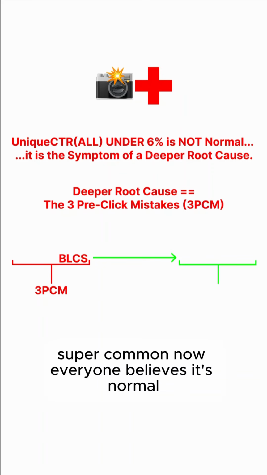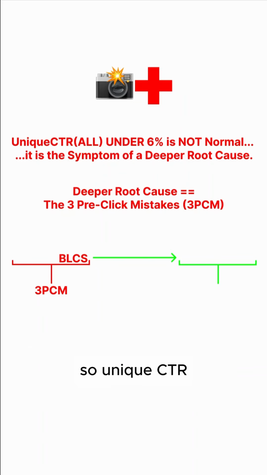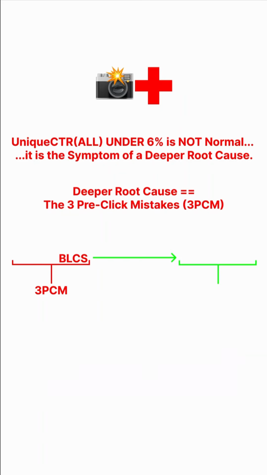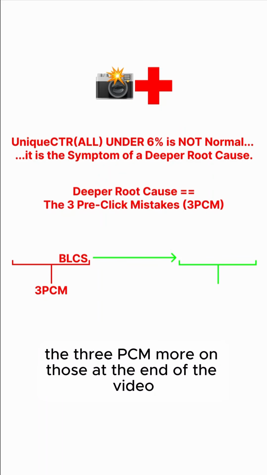Super common though. Everyone believes it's normal. Everyone just leaves it alone. Nobody tries to fix it. Everyone believes it's normal, but it's because everyone missed the deeper root cause. So unique CTR under 6% is actually the symptom of a deeper root cause. That deeper root cause is the 3 pre-click mistakes, the 3 PCM. More on those at the end of the video.